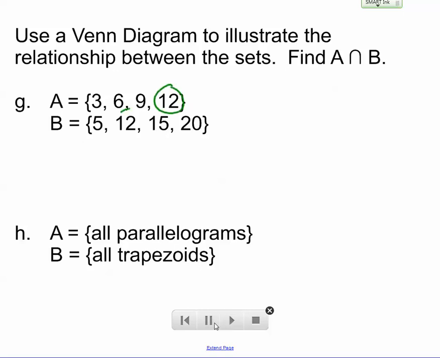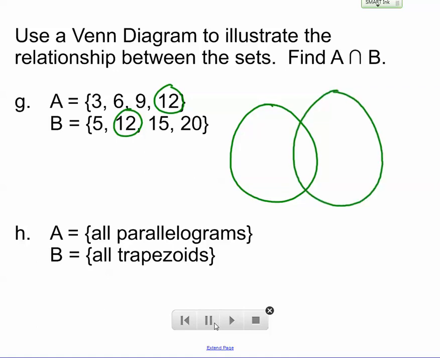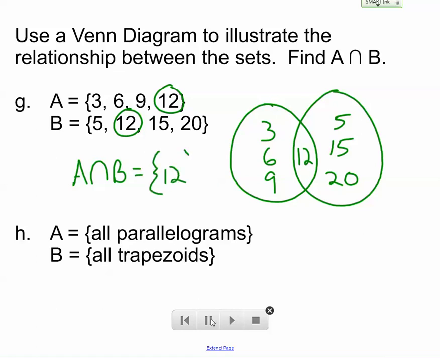But I see the number 12 in both of our sets. So there is an overlap. So there's A, and there's B, and in their overlap, 12. Set A has got 3, 6, and 9, and set B has got 5, 15, and 20. So what is the intersection then of set A and set B? It's a new set, and that set is 12. 12 is the only number that's between them.